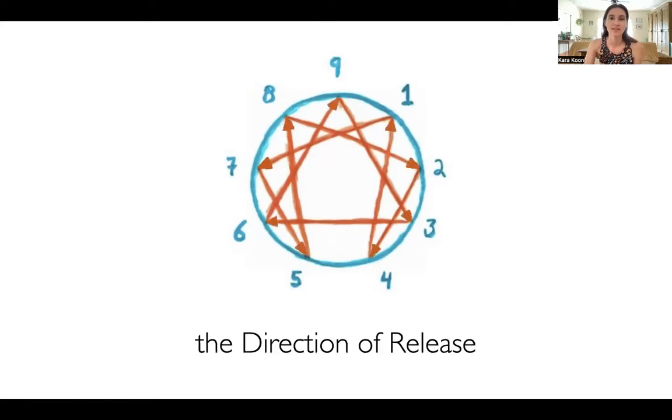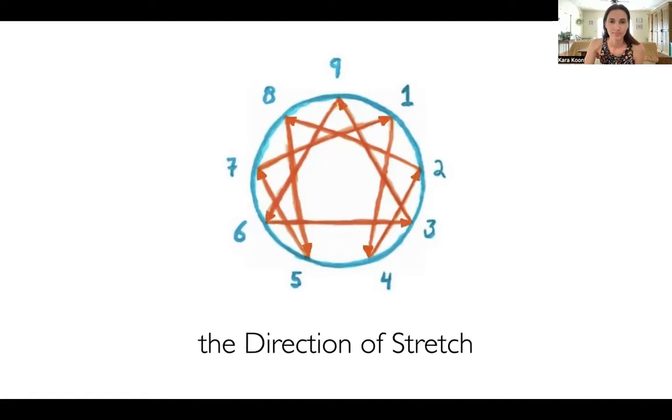And we can see that every Enneagram type on the map has a line of release. And every Enneagram type on the map has a line of stretch.